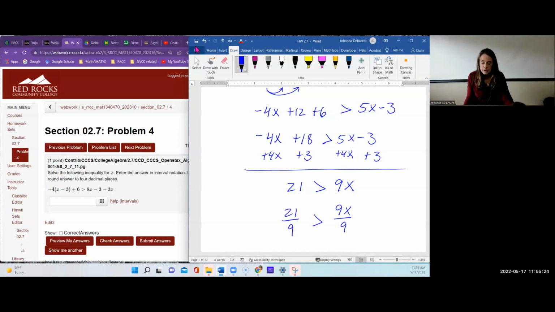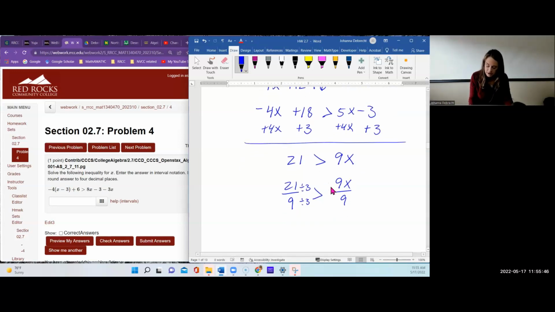Now 21 and 9 are both divisible by 3, so we should reduce it at least a little bit. I absolutely hate it when students make me do their arithmetic. So if you can reduce it, reduce it. It's not my job to do your arithmetic. You've got to do your own. This gives me divided by 3 over divided by 3, which turns out to be 7 over 3, greater than x.